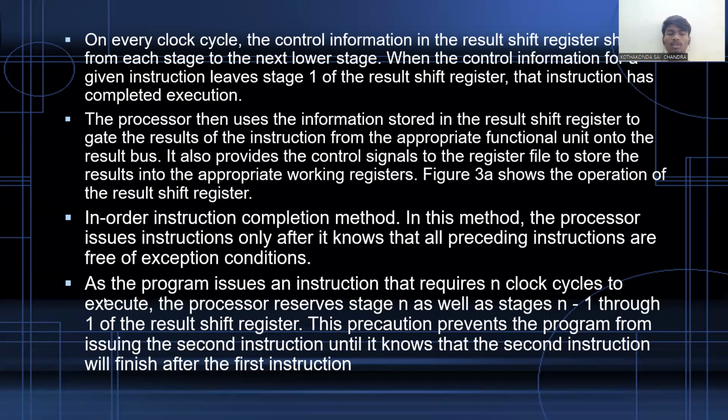As a program issues an instruction that requires n clock cycles to execute, the processor reserves stage n as well as n minus 1 stages through one of the result shift register. This precaution prevents the program from issuing a second instruction until it knows the second instruction will finish after the first instruction.